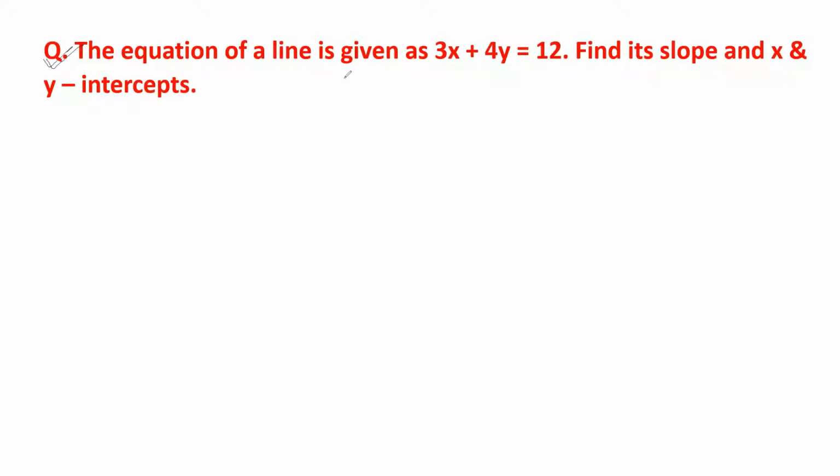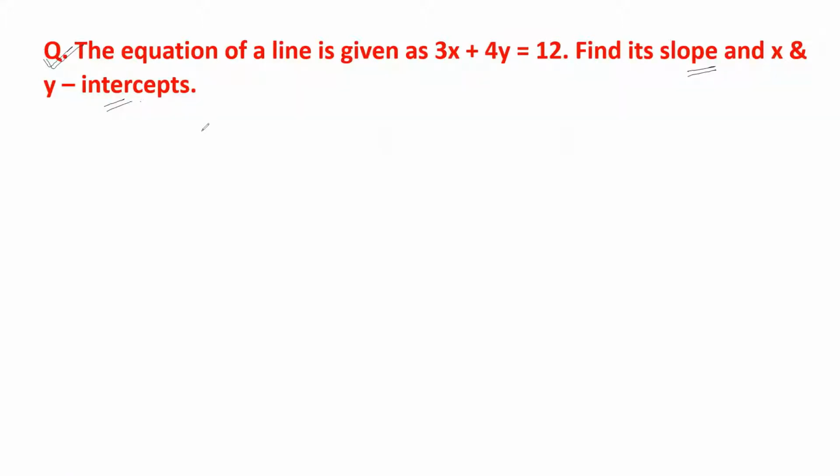The equation of a line is given as 3x plus 4y equals 12. Find its slope and x and y intercepts. Before seeing the solution, I would request you all to give an attempt from your end first and then check the solution.